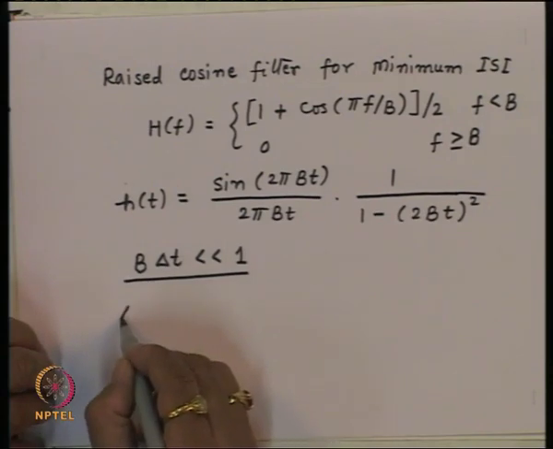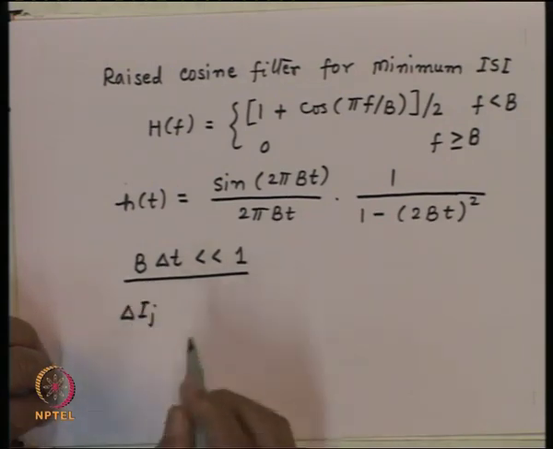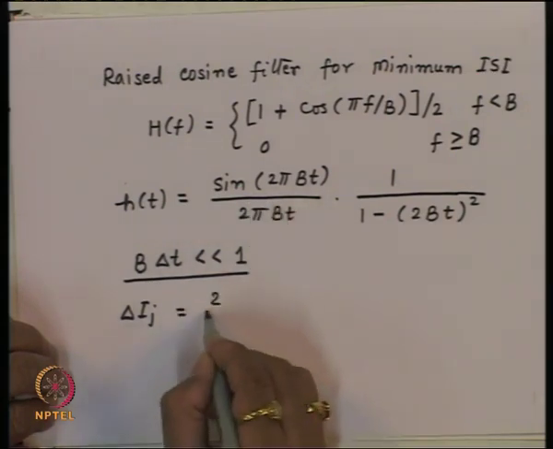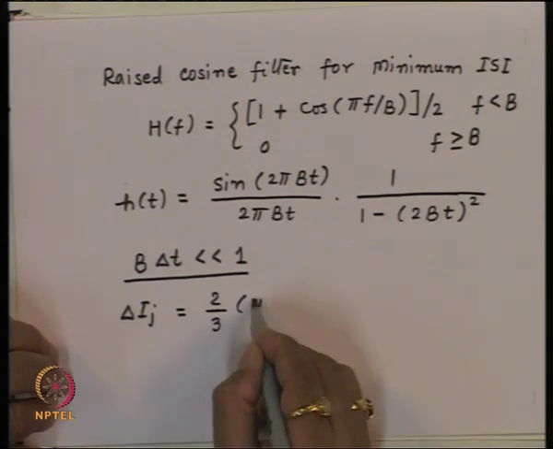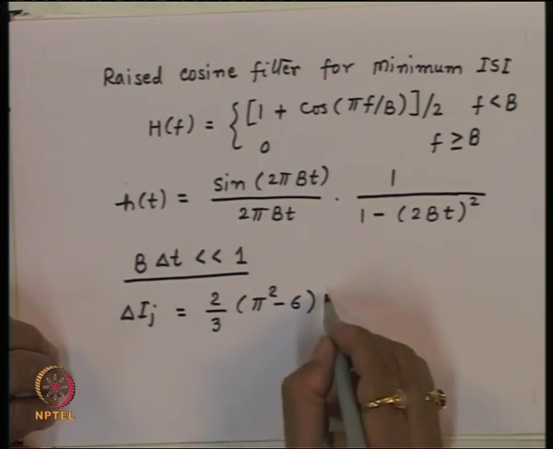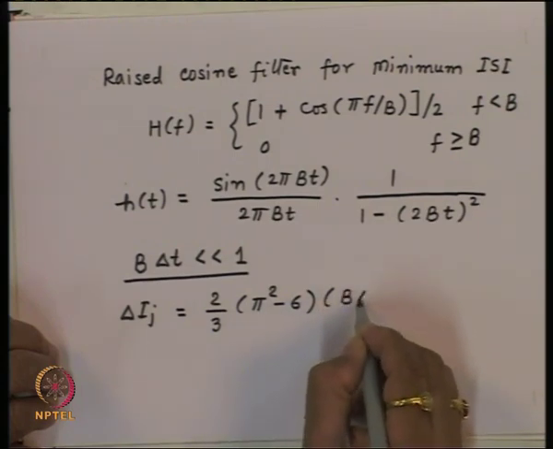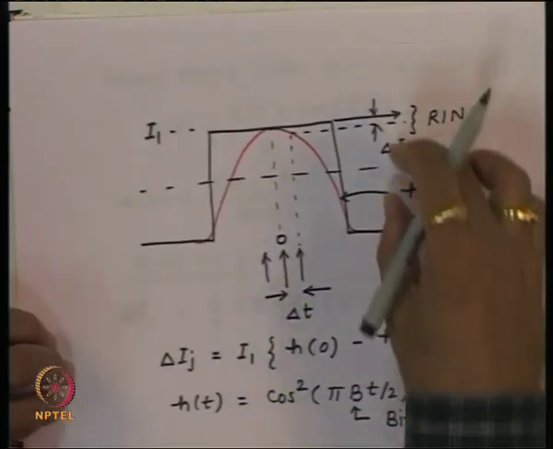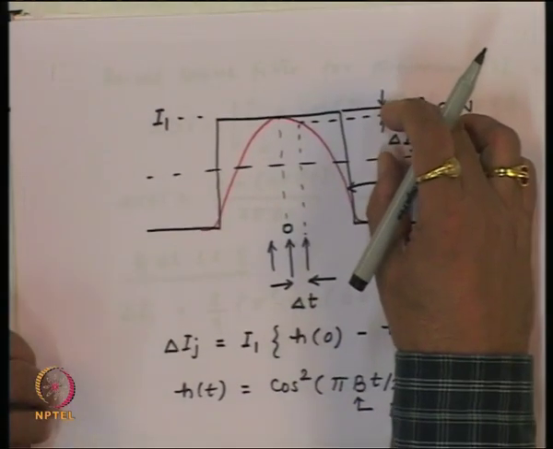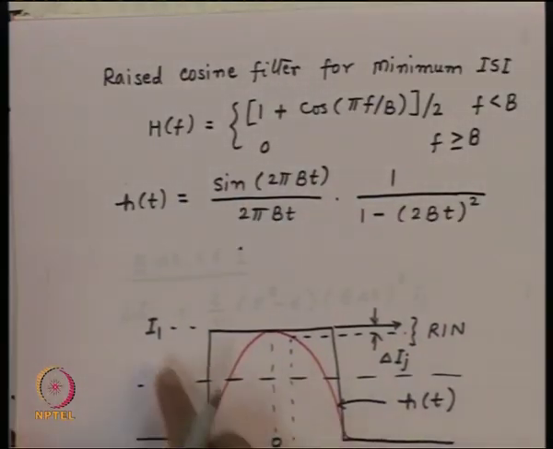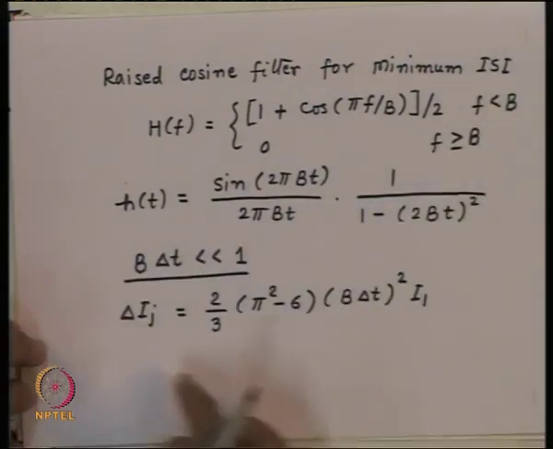We can get the change in the current for this pulse shape, that will be equal to 2 upon 3 pi square minus 6 into b delta t whole square into the mean current level I1. So, you have this quantity here delta Ij, that is what we are trying to find out for this function, and I1 is the current corresponding to one level. So, that is now the fluctuation which we have.